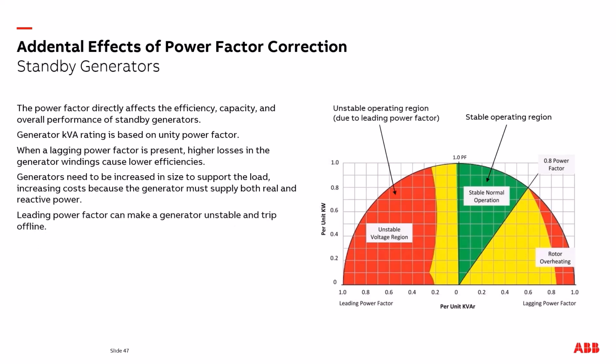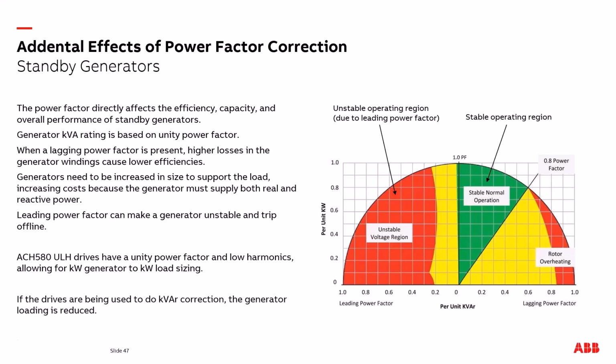Leading power factor will make the generator unstable and trip offline. A slight amount of leading power factor is okay, but once you get into the unstable region, you will trip out that generator. The ACH580 ULH drive has unity power factor and low harmonics, allowing the kW of the generator to equal the kW of the loading size. Also, for other loads, if the drive is used to do kVAR correction, the generator loading is reduced.